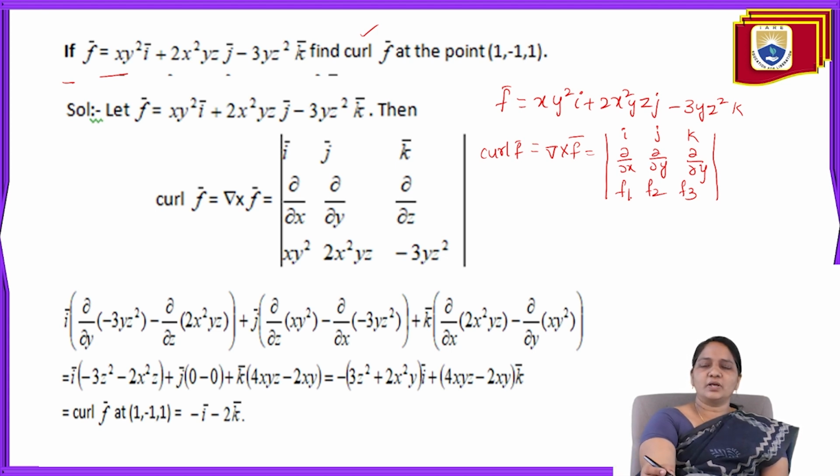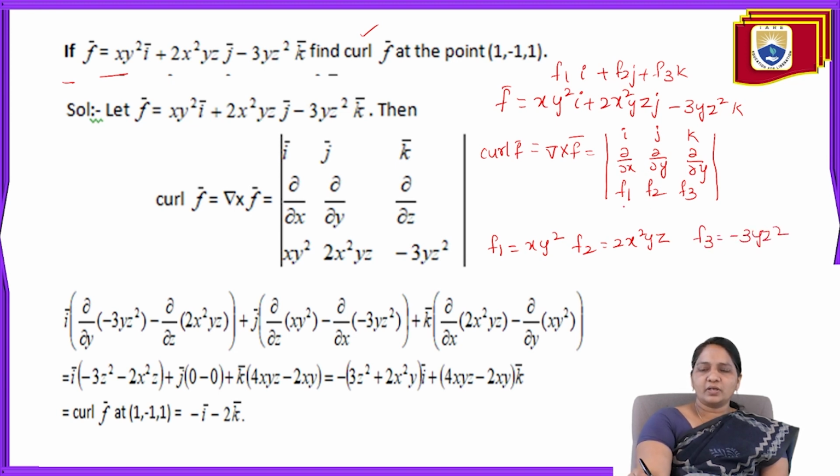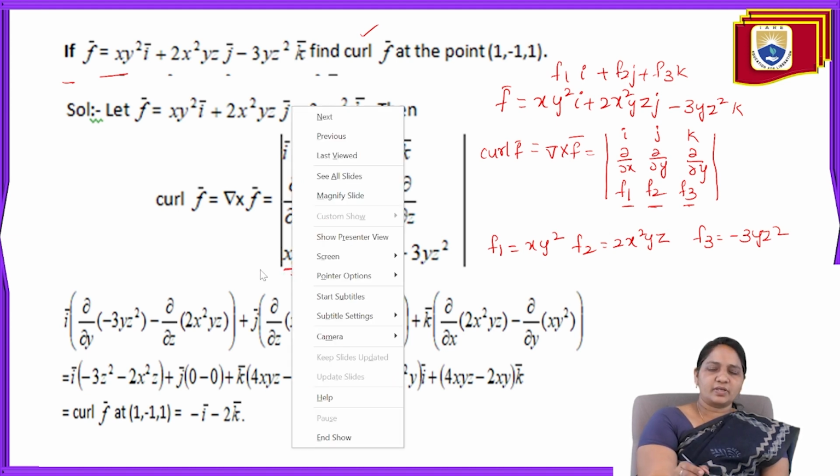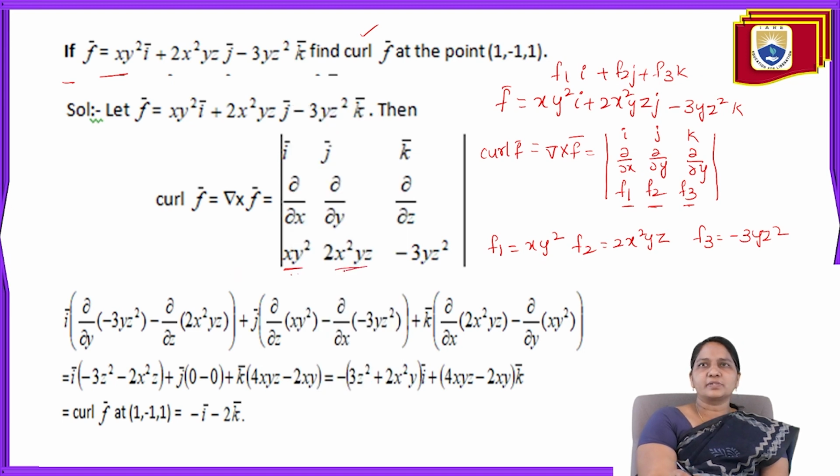Now, what is the F here? We can write F1 i plus F2 j plus F3 k. When you compare, F1 is x y square, F2 is 2x square y z, and F3 is minus 3 y z square. So now we can replace F1, F2, F3. That is dou by dou x, dou by dou y and dou by dou z. Here the i coefficient is x y square, here 2x square y z, and here minus 3 y z square.